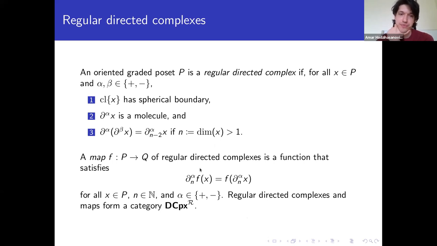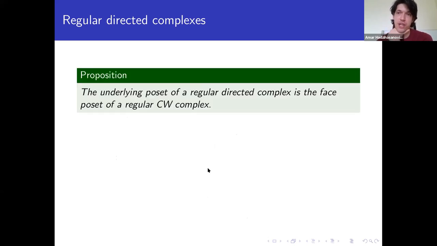And so we have some nice properties here. So first of all, if we take the underlying poset of a regular directed complex, we get the face poset of a regular CW complex. A regular CW complex is one in which the gluing maps with which we glue cells are homeomorphisms onto their image.